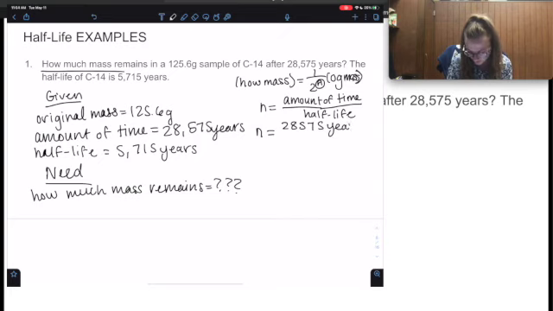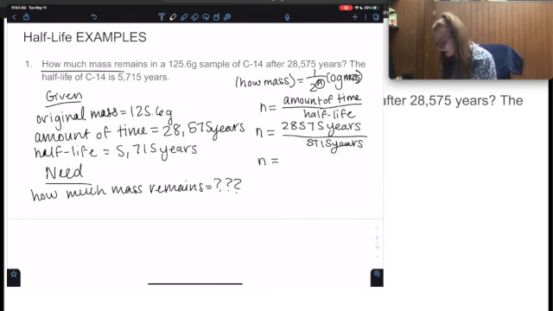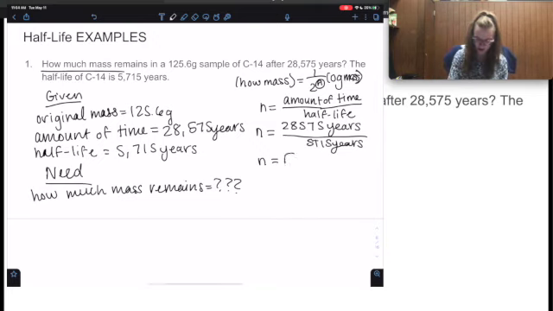28,575 years divided by 5,715 years. So our n in this case is 5. So our n is 5. This means that 5 half-lives have passed. So now we have all of the information we need to plug into our equation written up there.